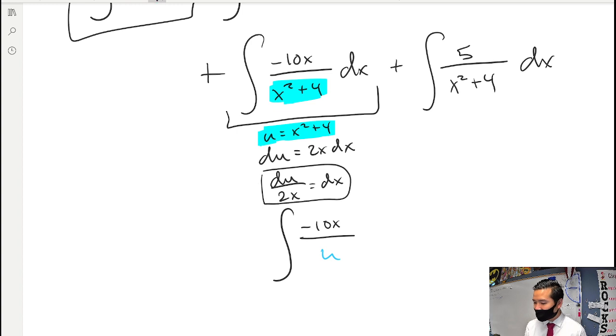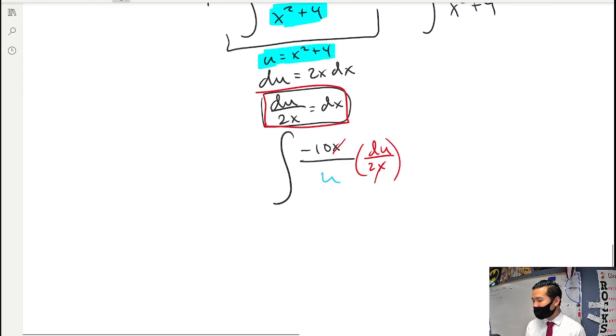Let's do that in red so we can see that a little bit better. So instead of dx, I'm going to have here du over 2x. What happens with the x's? They cancel out. And what happens with the negative 10 and the 2? Negative 5. I'm going to put that in the front. You okay with that? Negative 5 in front. I'm left with the integral of du over u.